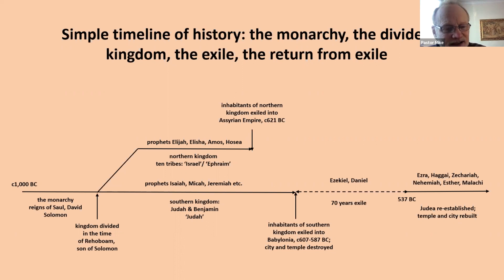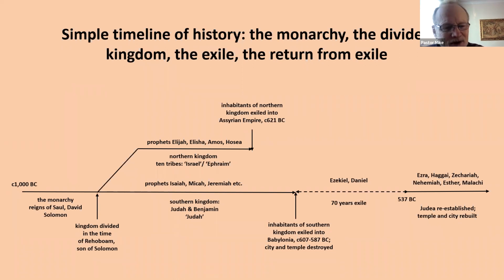So the timeline starts on the left of the screen, and by the time David came onto the throne after Saul in the monarchy period, we're talking about 1000 BC. That's the kind of year it was when King David reigned. And as I said before, he was followed by King Solomon, and Solomon was the greatest of the kings of Israel. That's when the geographical extent of Israel reached its greatest size. But then after Solomon's death, his son Rehoboam came onto the throne. And you can read about this in the books of Kings. But the kingdom was divided in the time of Rehoboam.